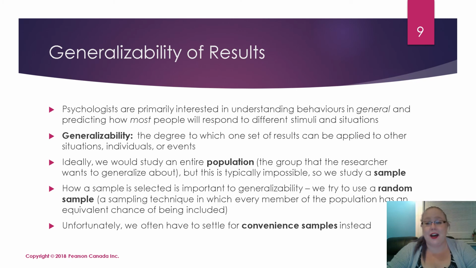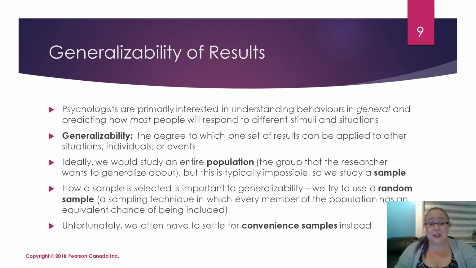So we don't want to find this really fascinating phenomenon in one person, but then if you look at the rest of the general public, you don't really see those same results. We want, when we find a really exciting, interesting finding, we want it to kind of generalize across different individuals and situations and populations and things like that. So because psychologists are primarily interested in understanding behaviors in general and predicting how most people will respond, we are looking for a fairly high degree of generalizability in our results.